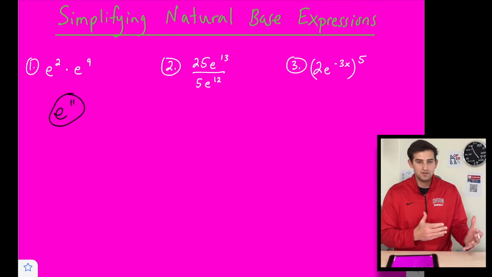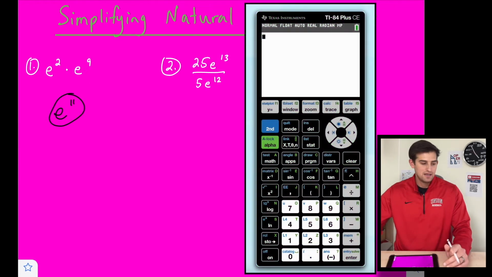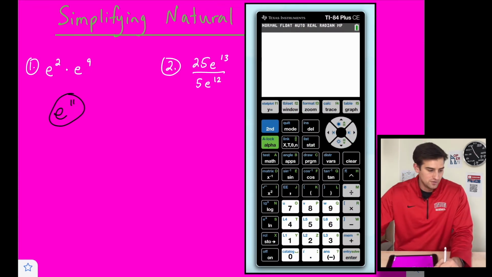Now I'm going to bring my calculator on the screen, and we can see how to use it to verify this result. The button we're going to focus on is the ln button. Notice when we hit second ln, we see e to the power come up here. That's the function we're going to use on our calculator.